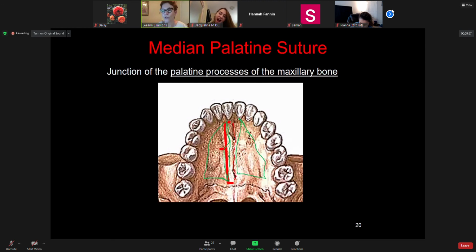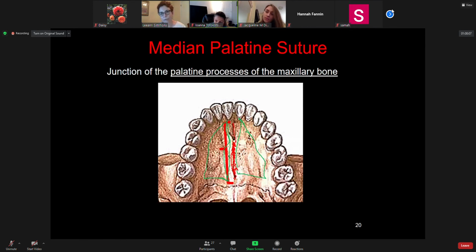What anatomic structure covers the suture here? In this portion, basically. The raphe. The raphe, the median palatine raphe. So these are the palatine processes of the maxillary bone, right and left. Two processes that come out horizontally, they join at a suture and form the hard palate.